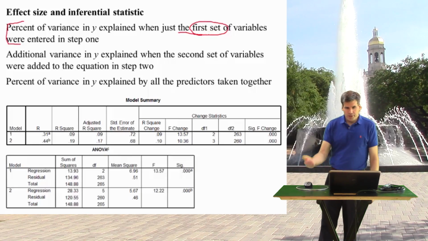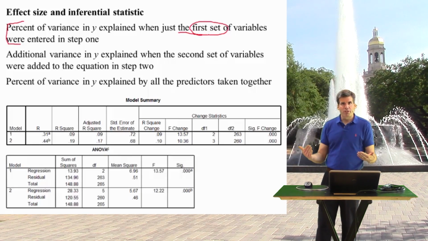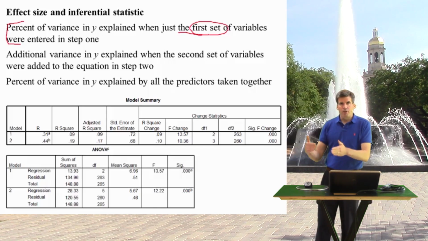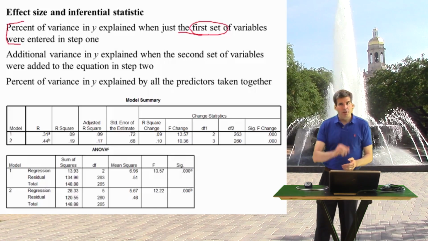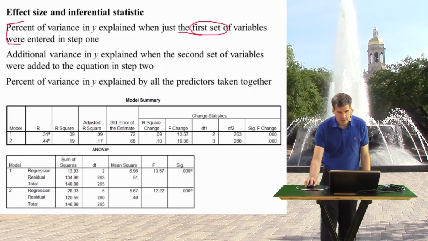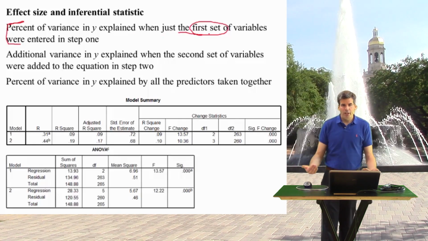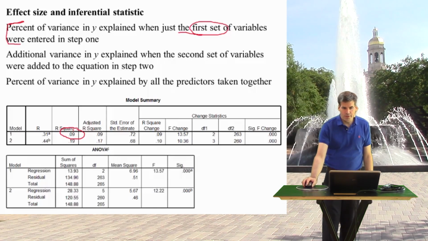Which, by the way, I have 3 questions that we're looking at on this page, and all 3 of these questions are going to ask about percent of variance explained, and the answer to all these questions is going to be an r squared. But it's a matter of which r squared we are talking about. So for the effect size, percent of variance explained when just the first set of predictors are entered in step 1, that's asking about the r squared from model 1. So our effect size is r squared, which is 0.09.